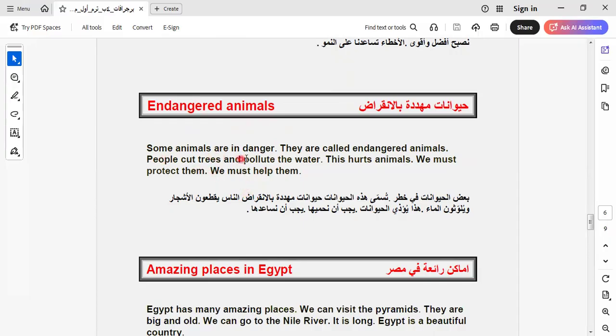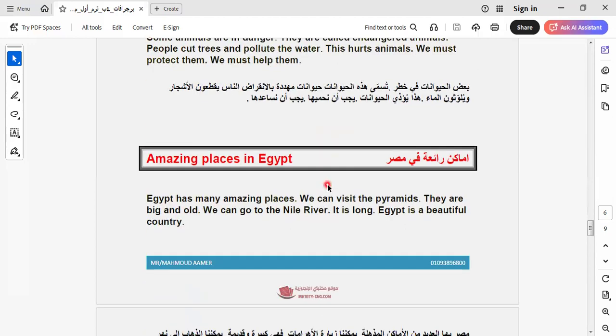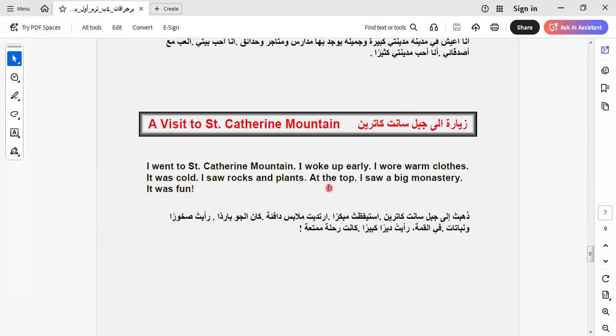Some animals are endangered. They are called endangered animals. People cut trees and pollute the water. These hurt animals. We must protect them. We must help them. Let's go to another one.